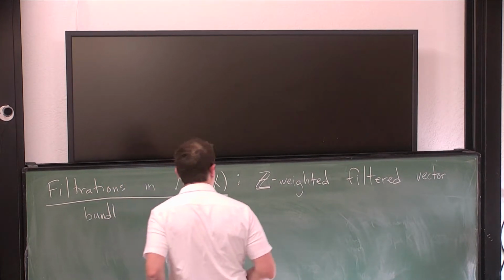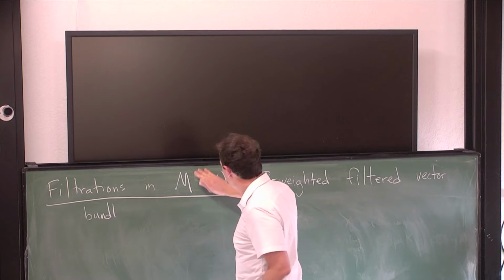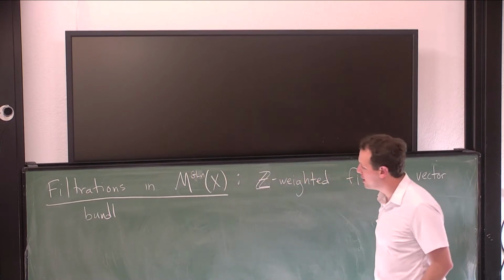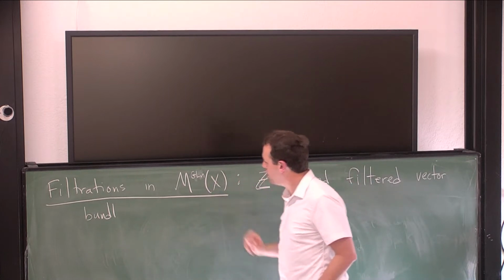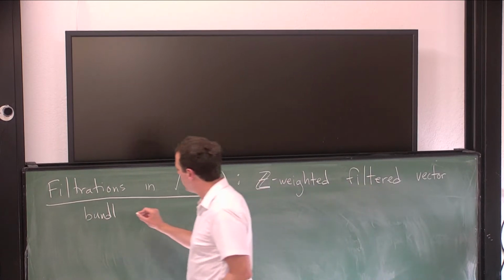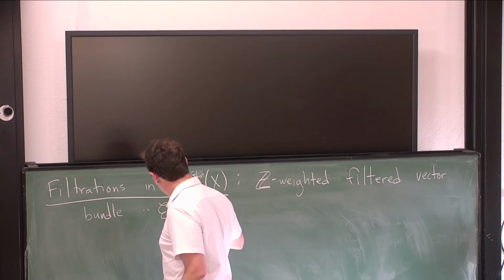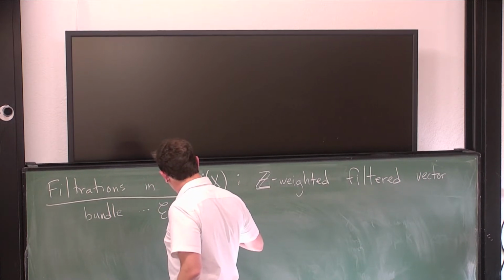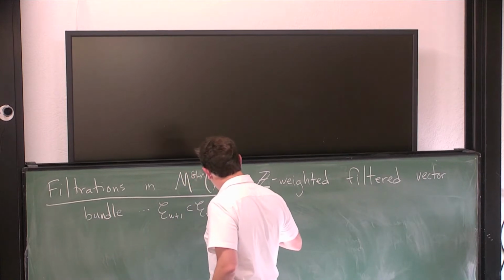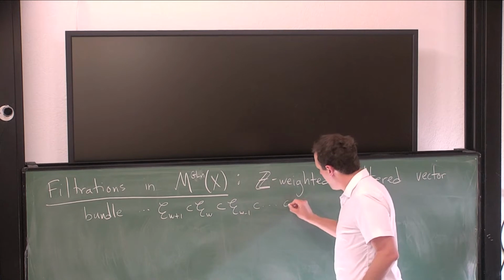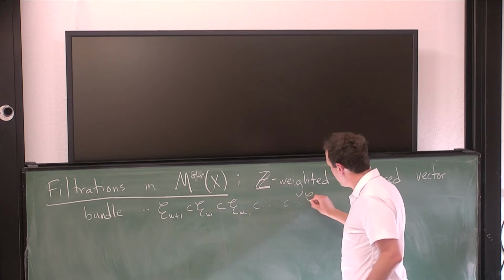Oh, sorry, filtered. Let me just do the GLN case. In general, it's like a parabolic reduction, but in this GLN case, it's a Z-weighted filtered vector bundle. So let me call the colimit here E.